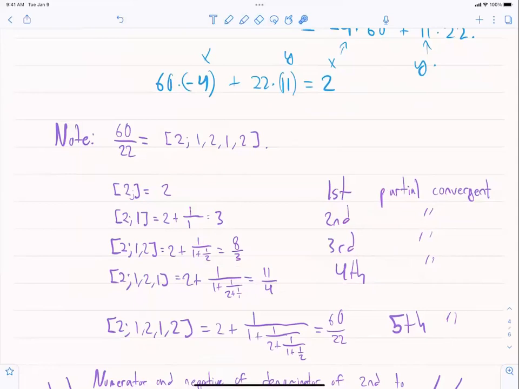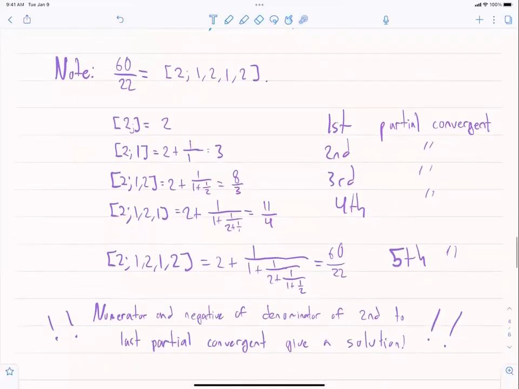And then the final one, the whole thing, is 60 over 22. So you have 5 terms, and the fifth partial convergent is equal to the thing. But let's step back one and look at the fourth partial convergent. We see this 11 and 4 that showed up already in the fundamental theorem of arithmetic. So this is no accident. You can always build a solution to ax plus by by taking the second to last partial convergent and looking at its numerator and the negative of the denominator.